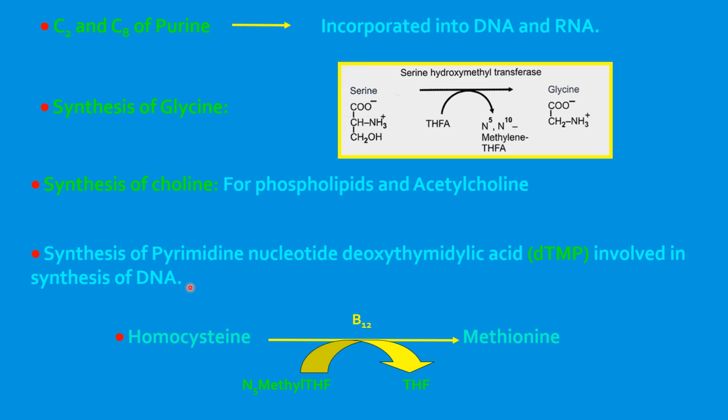Here we have a reaction of synthesis of methionine. We talked about how homocysteine can be converted to methionine, and N5 methyl tetrahydrofolate can donate a methyl group to homocysteine to make methionine. But this does not occur in the human body as a net source, because methionine is an essential amino acid which must be obtained from diet.